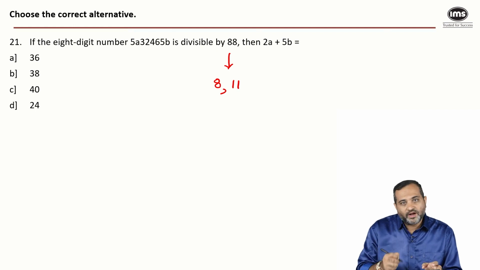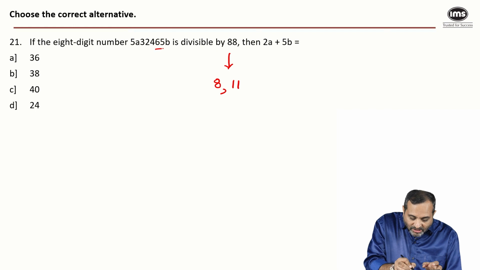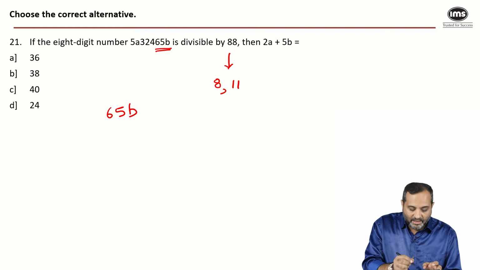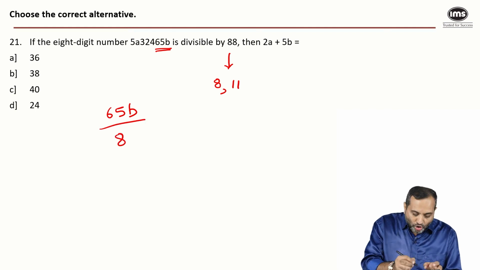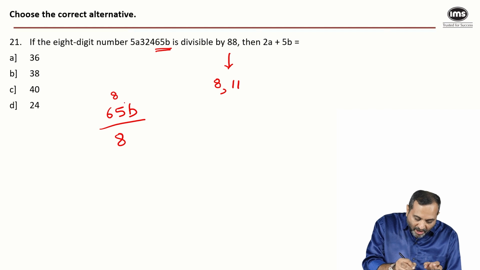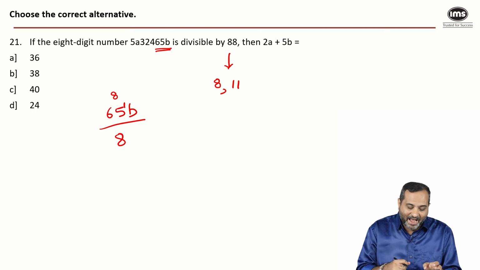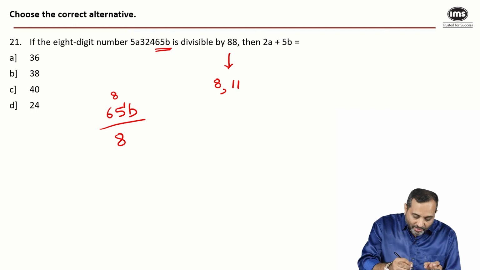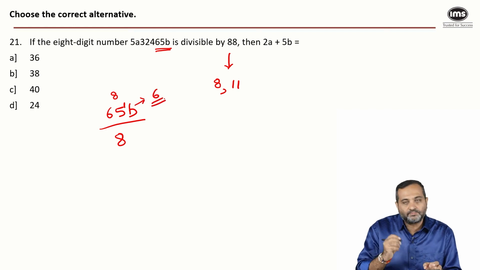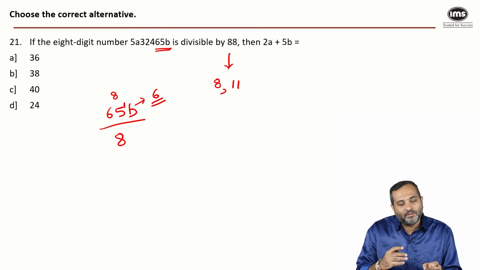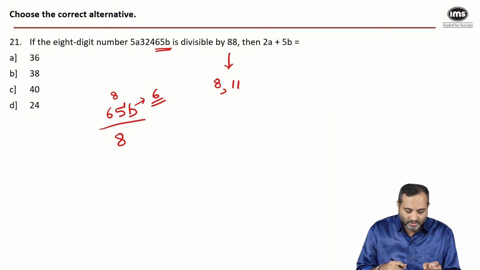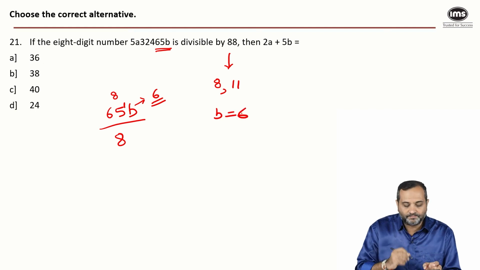Now, rule for 8. What is the rule for 8? I have to check the last 3 digits. What are the last 3 digits? 6, 5, B. Let's divide this by 8. I know 8 8s are 64, remainder 1. So now this is a 2-digit number in tens and I need it to be divisible by 8. So can I say the only possibility will be when B is equal to 6. This number will become 16 and the number 65B will become divisible by 8. So using this, I have got the value of B to be 6.